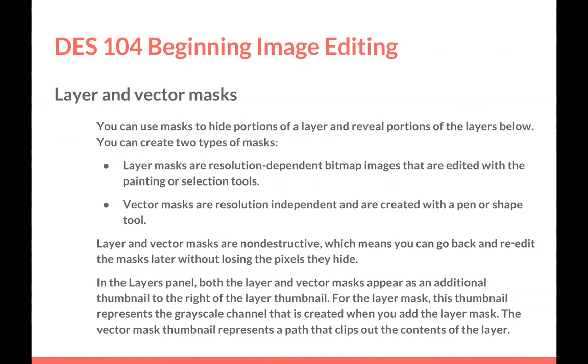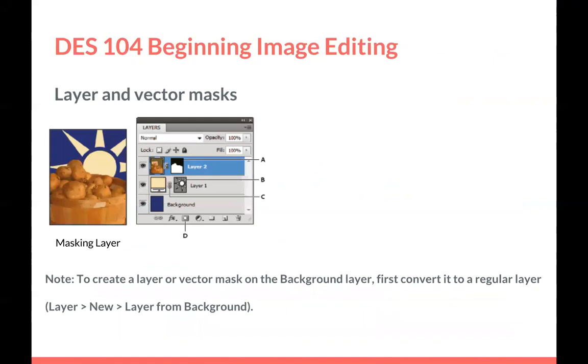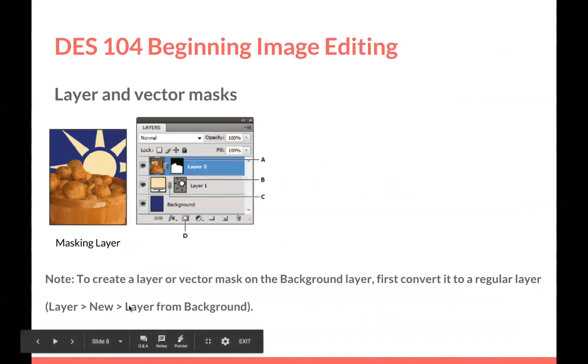So in the layers panel, both the layer and vector masks appear as an additional thumbnail to the right of the layer thumbnail. For the layer mask, this thumbnail represents the grayscale channel that is created when you add the layer mask. And the vector mask thumbnail represents a path that clips out the content of the layer, and that's called a clipping mask. So here is a screenshot of what that looks like. Note, to create a layer or vector mask on the background layer, you have to first convert it to a regular layer. You can do that by going to Layer, New, Layer from Background, or you can even just double click on it.